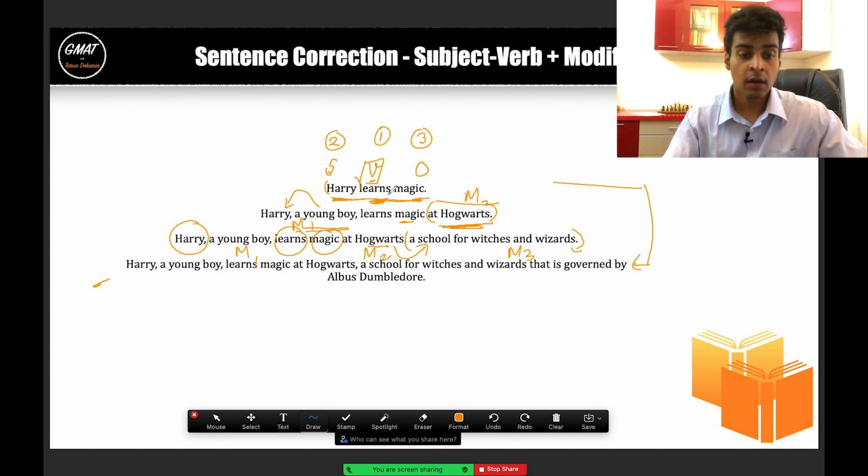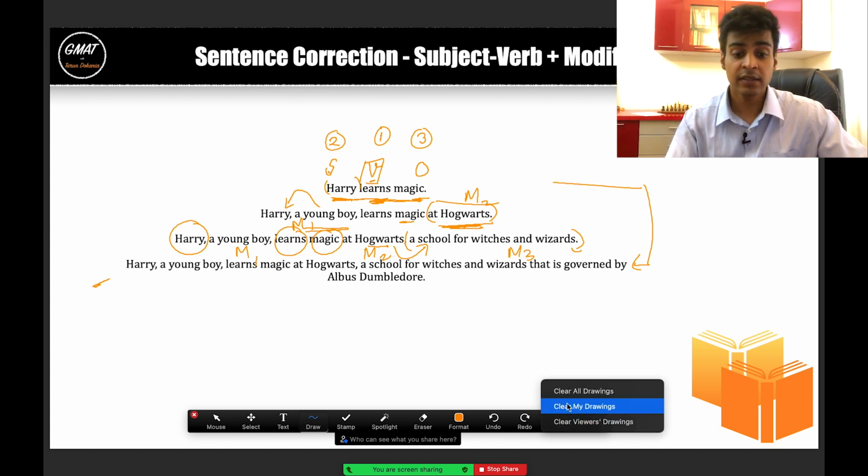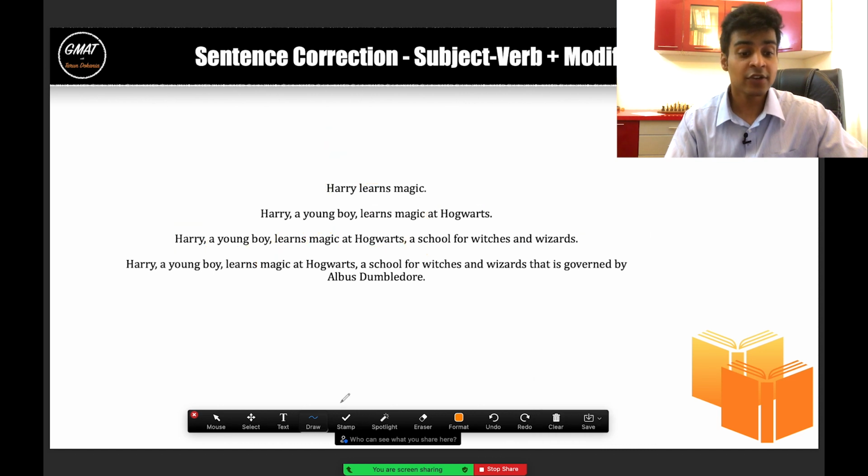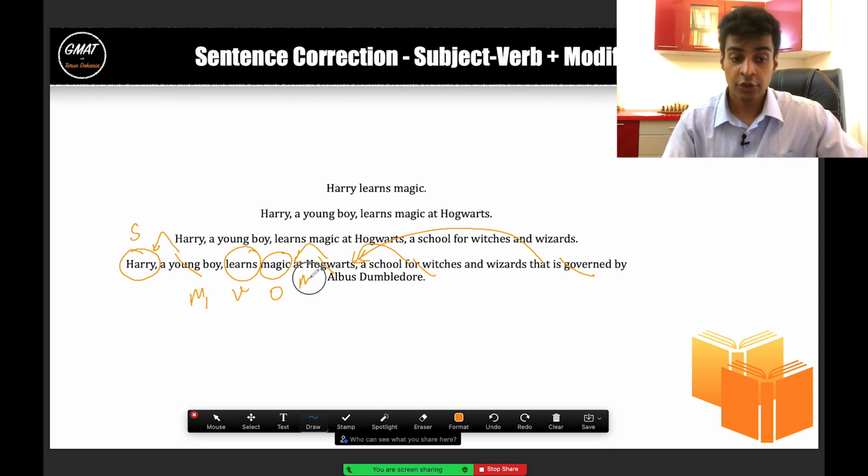All right. Now we can further elongate that with the last sentence. Harry, a young boy, learns magic at Hogwarts, a school for witches and wizards that is governed by Albus Dumbledore. The crux still remains the same. I want to spot the verb, which will lead me to the subject, and that will lead me to the object. The rest all are just modifiers. And I just want to know what each of these modifiers points to. This points to Harry, this points to where he learns magic, this points to Hogwarts, and this also points to Hogwarts, or in a school, however you want to look at it. But they're all modifiers. 1, 2, 3, and 4.